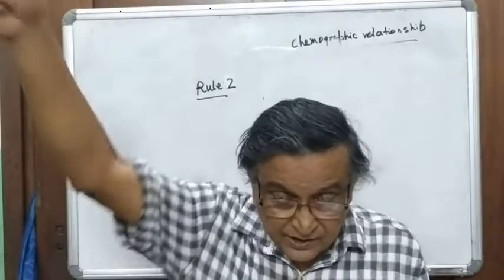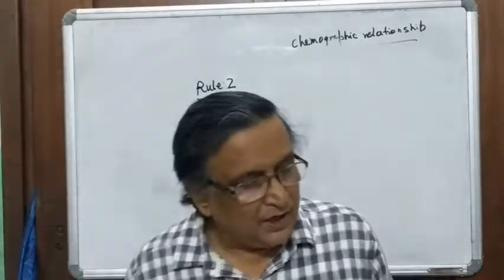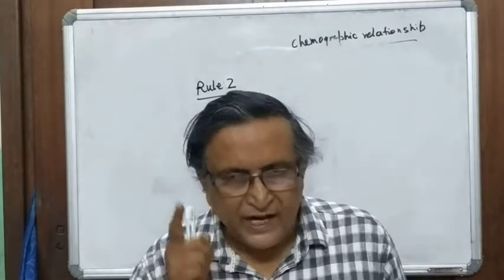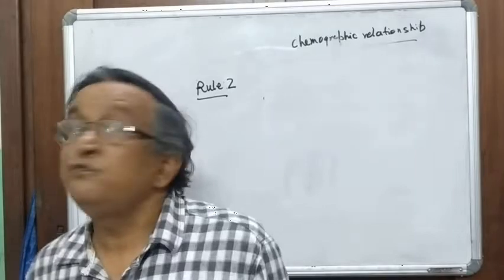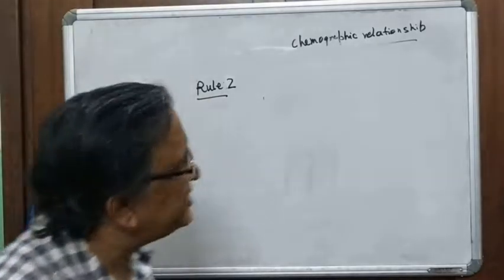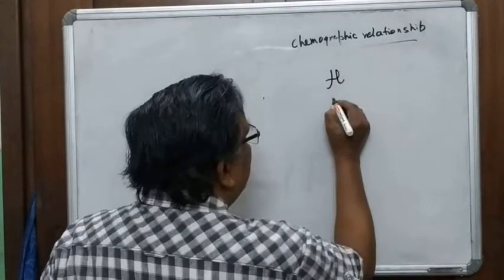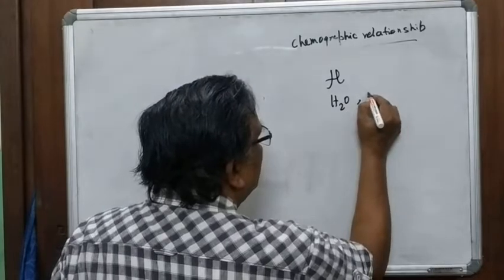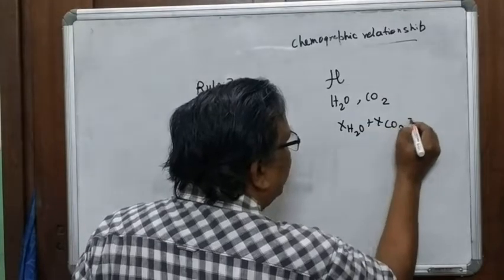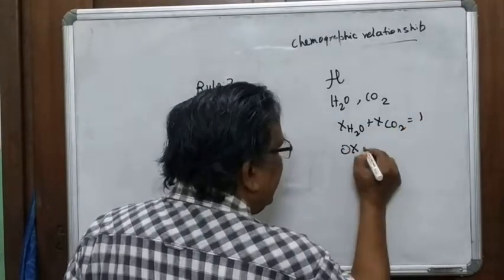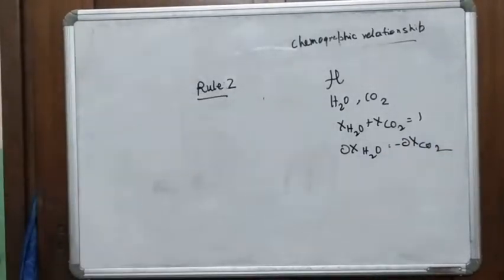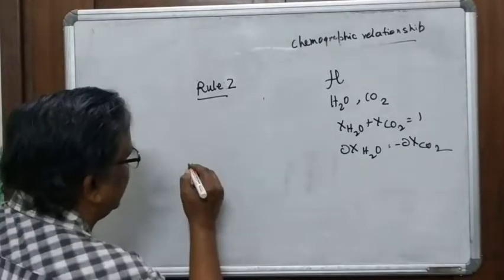Just remember, externally controlled fluid systems. So once again, components whose chemical potentials are controlled external to the system need not be plotted. So, let's say there is a fluid with H2O and CO2, and XH2O plus XCO2 is equal to 1. You know the derivation, dXH2O is equal to minus dXCO2. If you go to the Gibbs phase rule, what happens?